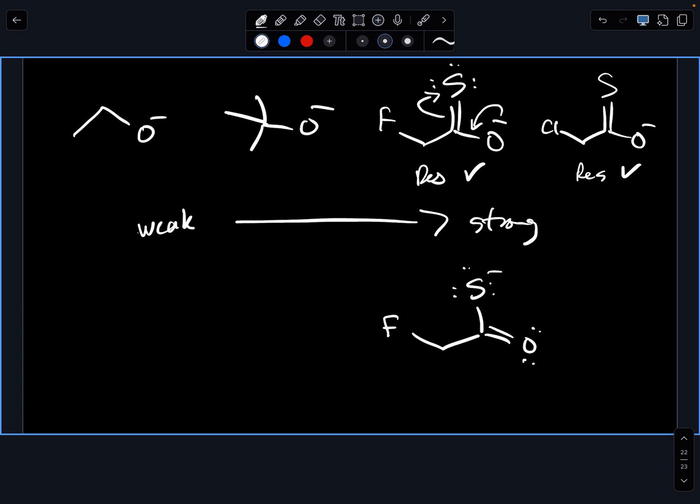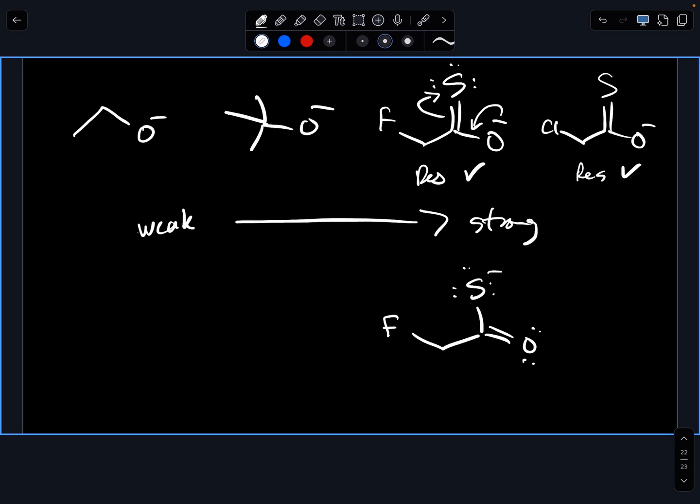And this one does too, on the right. It also has a resonance structure. That's actually a really good resonance structure too, because you're putting that negative charge on a sulfur. Would that negative charge rather be on sulfur or oxygen? I'd rather be on sulfur, because sulfur's down.